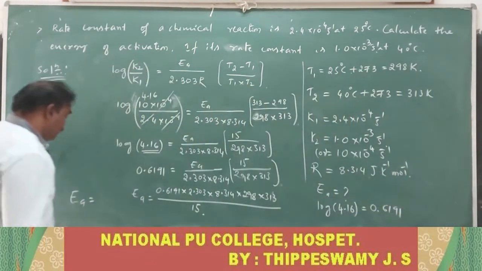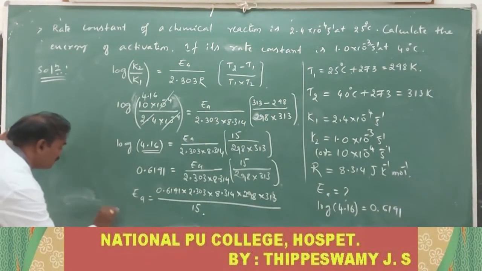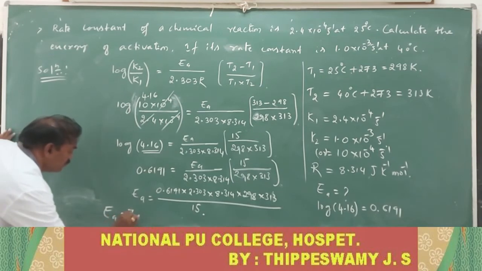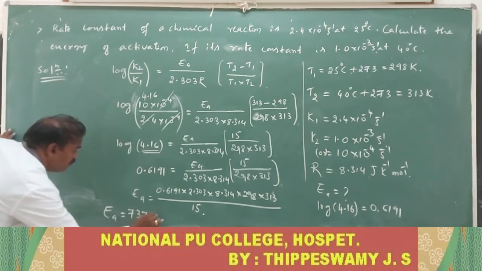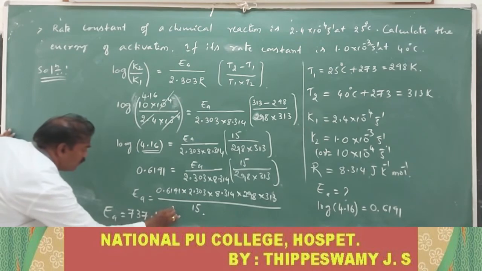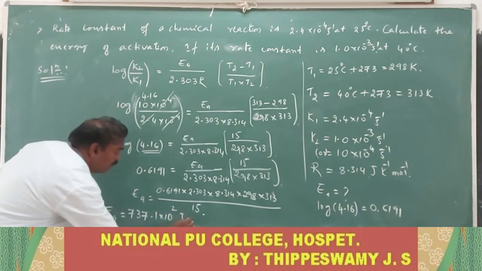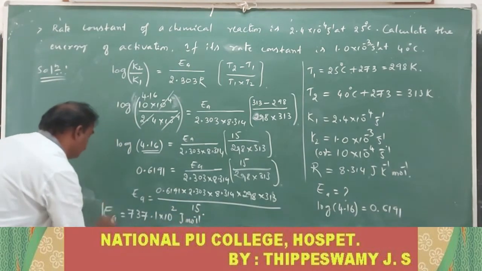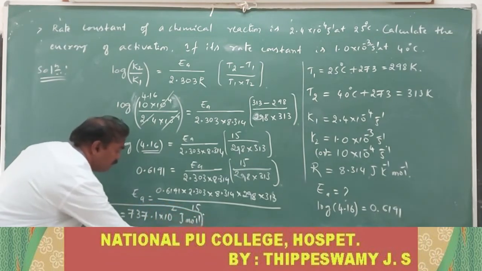The final answer will be like this: EA is equal to 737.1 into 10 to the power 2. This is joules per mole, the value of the activation energy.